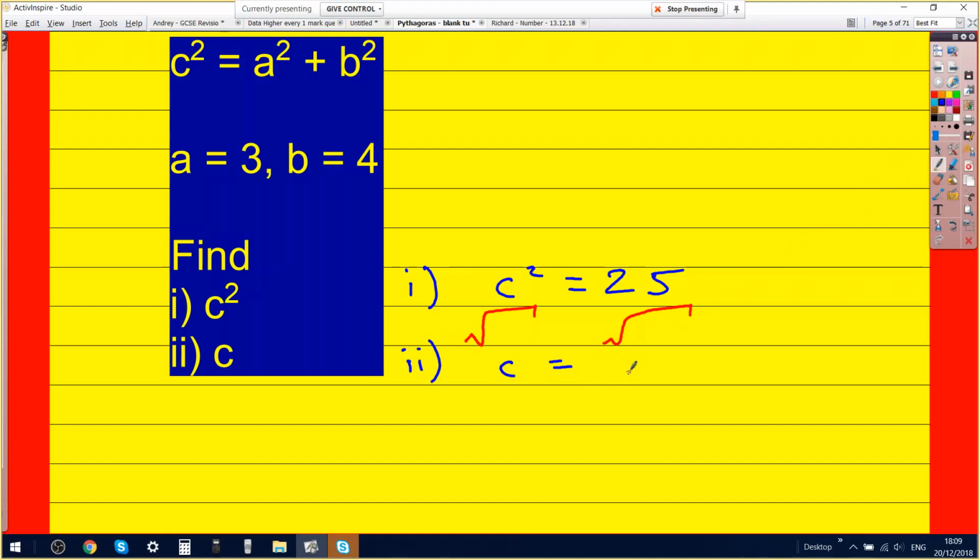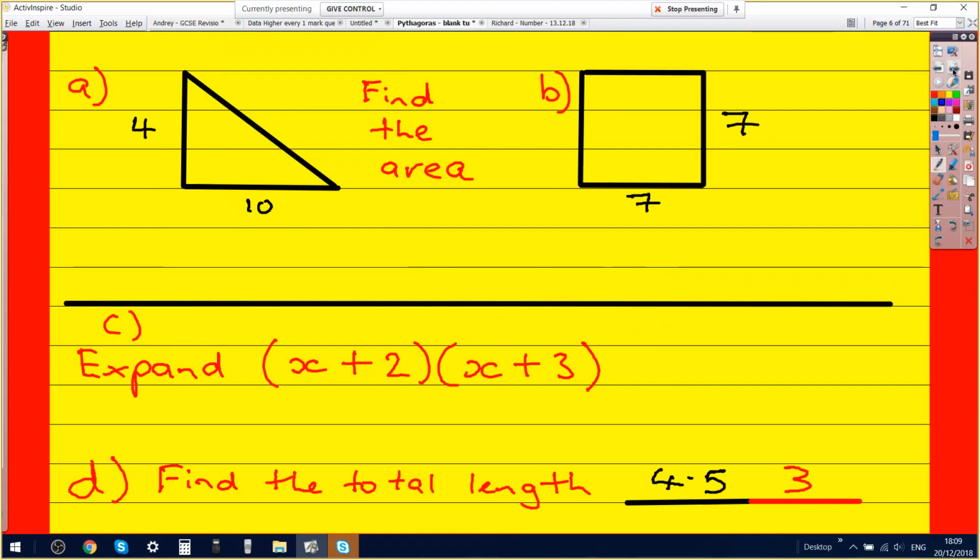What do you get? No, just square root 25. Okay, 5. What is 5 squared? 25. So they're the opposites of each other. 5 squared gives you 25, so C is 5. And the way you calculate it is square root. Okay, let's try these ones.